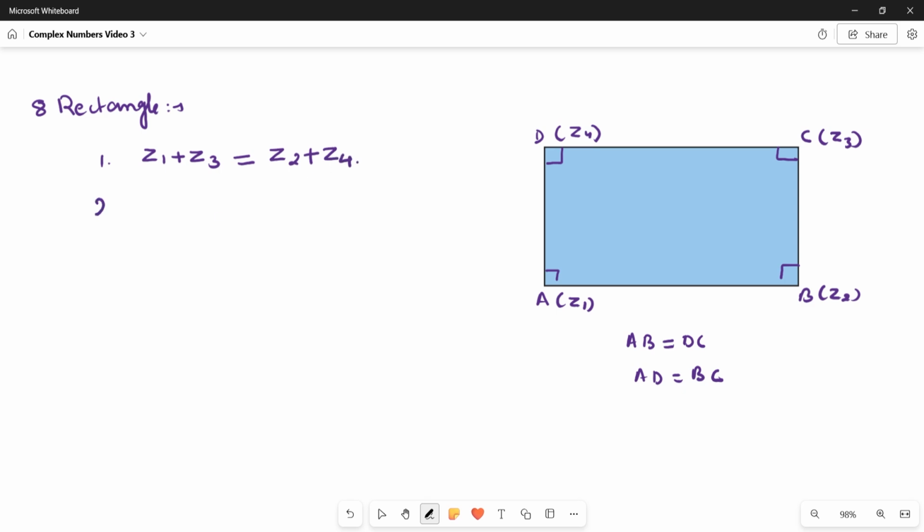Now see, first point is Z1 plus Z3 is equal to Z2 plus Z4. Number one. Second, AB is equal to DC, means modulus of Z, the diagonals bisect each other. These diagonals are equal. Modulus of Z1 minus Z3 is equal to modulus of Z2 minus Z4, means AC is equal to BD. These are the diagonals. So these are the two conditions, sufficient conditions for the rectangle in complex numbers.